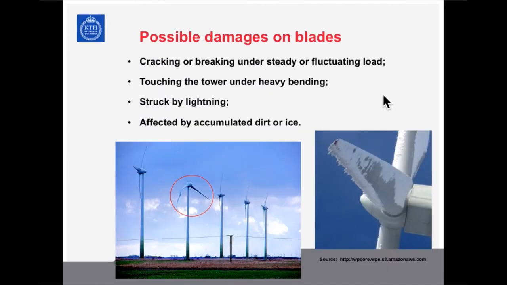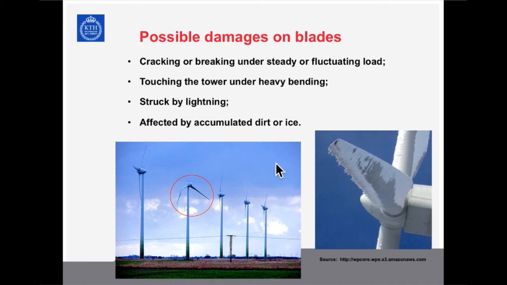Quick review of possible damages. Cracking and breaking may appear at any time due to various reasons, mostly fluctuating loads. Touching the tower in action destroys the blade. The blades can be struck by lightning. If lightning hits the machine, it will definitely hit the blade facing upwards. And if the blade doesn't explode, literally, it may simply be damaged.